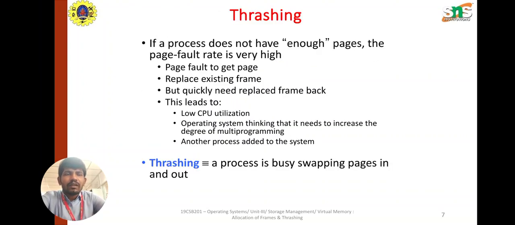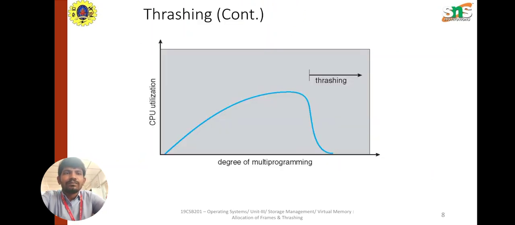Next one, thrashing. Thrashing means that if a process does not have enough pages, the page fault rate is very high. The process must get a page and replace an existing frame, but it quickly needs the replaced page back. This leads to low CPU utilization, and the operating system thinks it needs to increase the degree of multiprogramming, so another process is added to the system. Finally, thrashing is when a process is busy swapping pages in and out. This is the simple concept of thrashing.